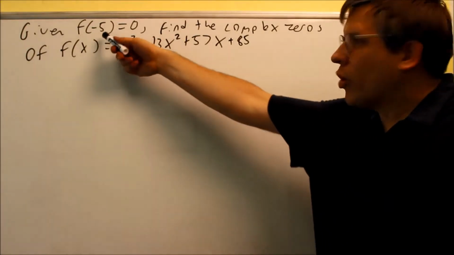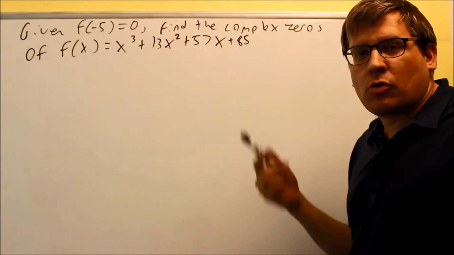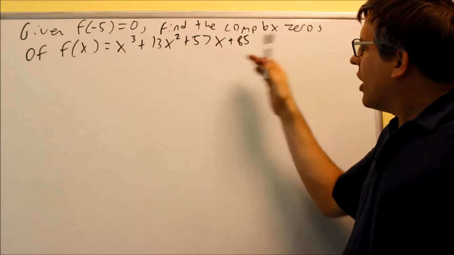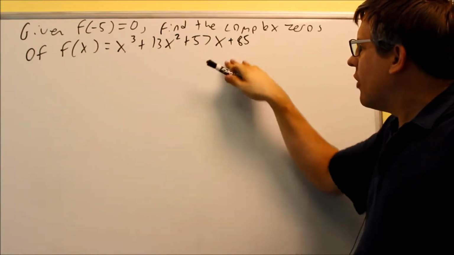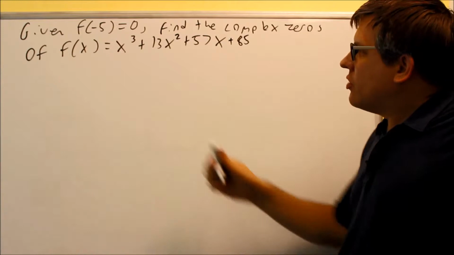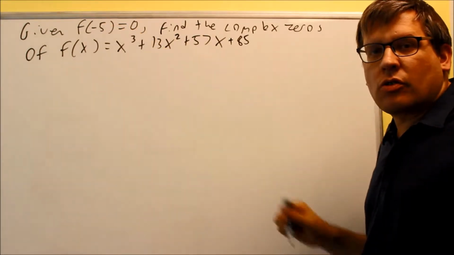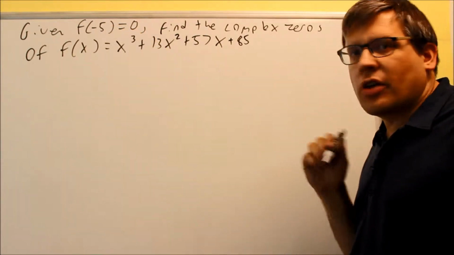Okay, we're given one of the zeros. We're given that f of negative 5 equals 0, and then we're going to use that to find the complex zeros of this one. So it's nice that they give us one of the zeros already. Now we already know what number to use for synthetic division.